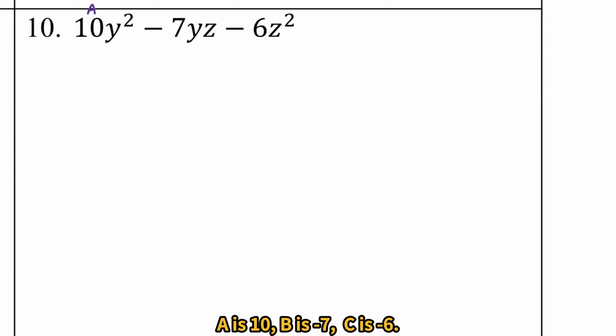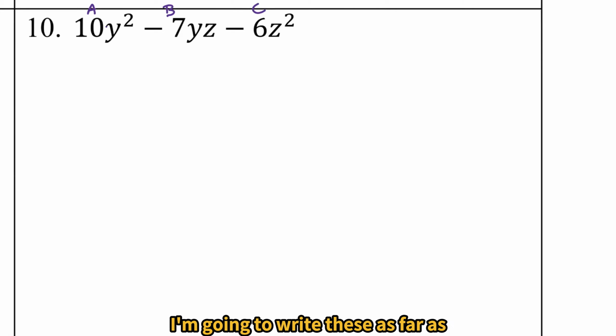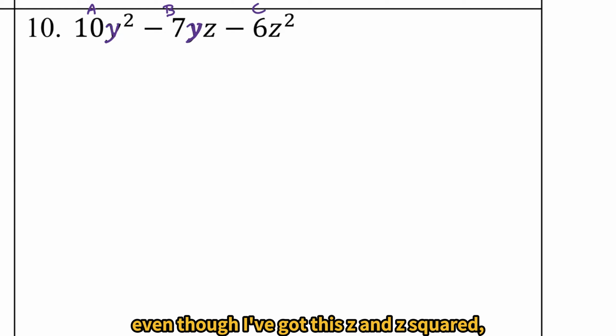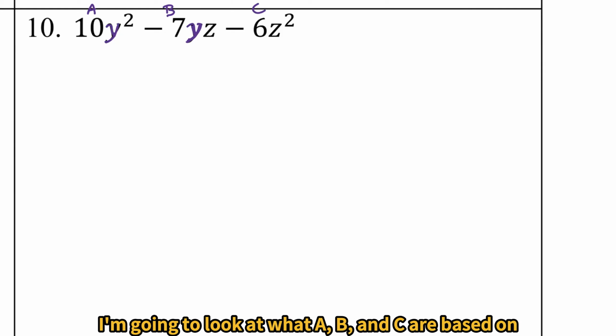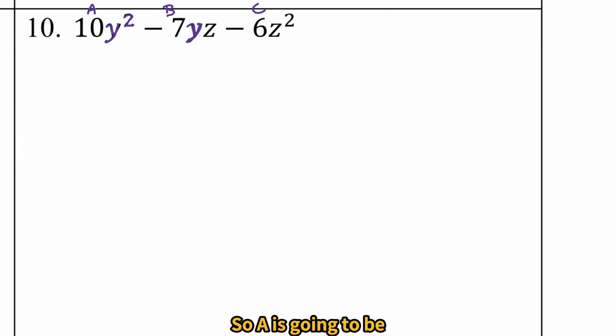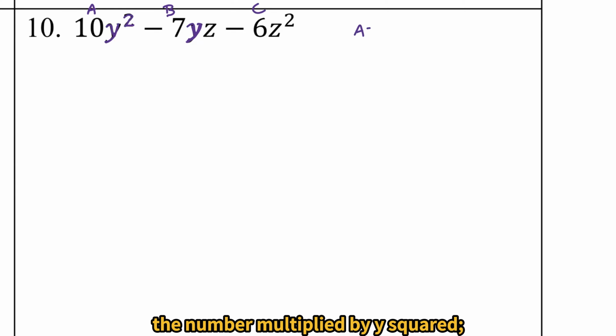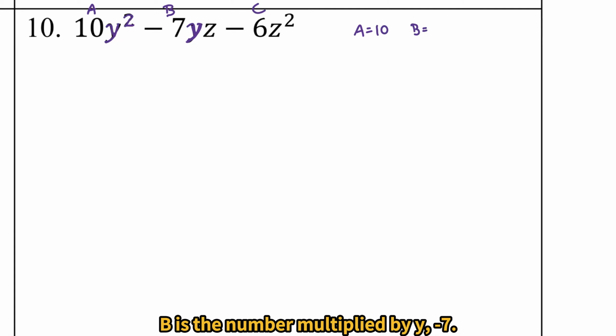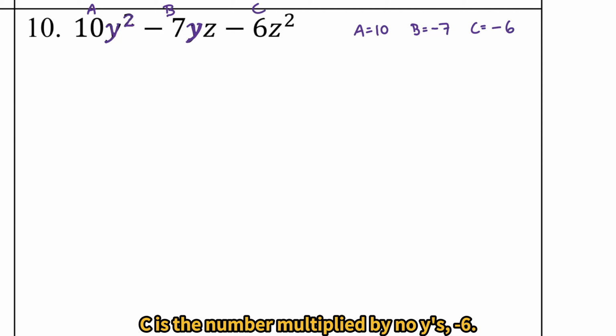A is 10, B is -7, C is -6. I'm going to write these in terms of descending powers of y. So as it's written here, even though I've got this z and z squared, I'm going to look at what A, B, and C are based on the variable y. So A is going to be the number multiplied by y squared. B is the number multiplied by y, -7. C is the number multiplied by no y's, -6.